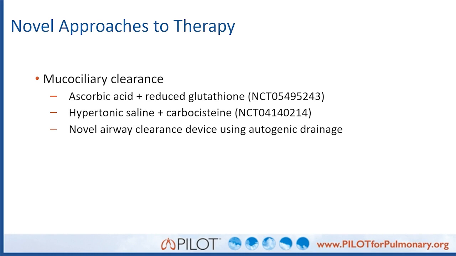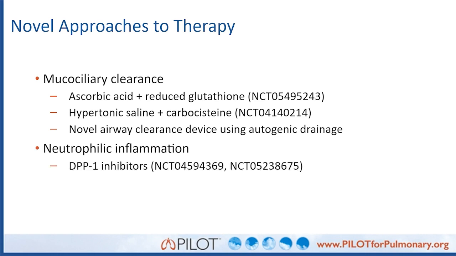And there also are other devices that are trying to use other principles of airway clearance to try and enhance these secretions. Important to know about the devices is that none have been demonstrated to be superior to another. The goal is to find which one works best for the patient. Usually the one that works best is the one they'll actually use. So it's important to introduce them to all the options. And then to deal with neutrophilic inflammation, the DPP-1 inhibitors, there are 2 programs ongoing looking at these products in trials to see if they can reduce exacerbations in our patients.